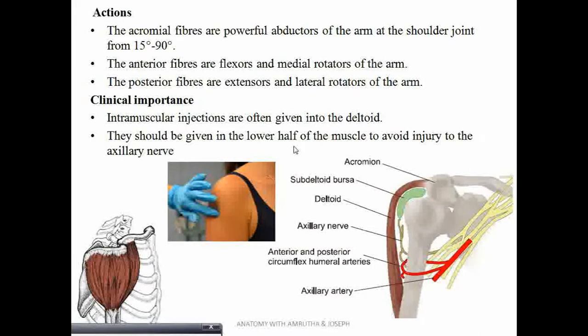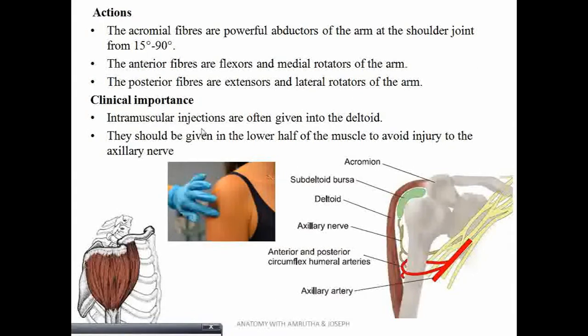Actions: the acromial fibers are powerful abductors of the arm at the shoulder joint, and their action is from 15 degrees to 90 degrees. Acromial fibers are the fibers which are originating from the acromion of the scapula, and these cause abduction of the shoulder from 15 to 90 degrees. 0 to 15 degrees is caused by supraspinatus.